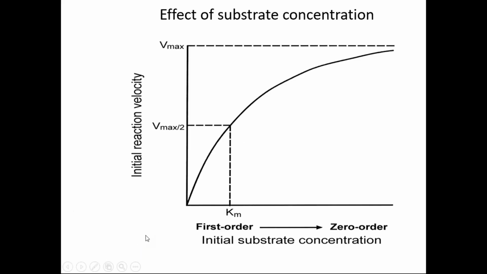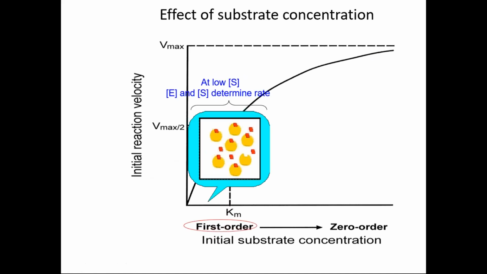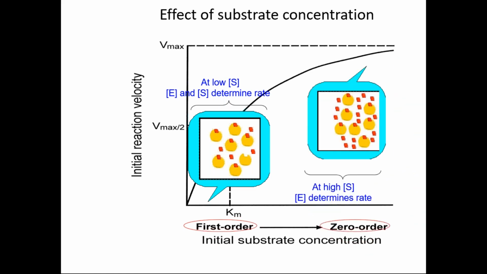So the effect of substrate concentration, just to show you in a better way. Here you have first order and here you have zero order. So at low substrate concentration, enzyme and substrate determine the rate, and at high substrate concentration, only the enzyme determines the rate of the reaction because it is saturated.